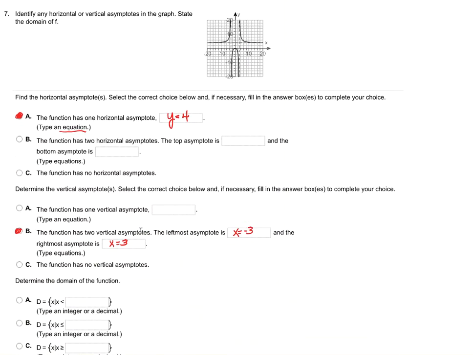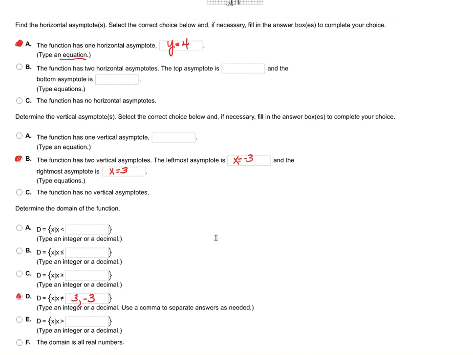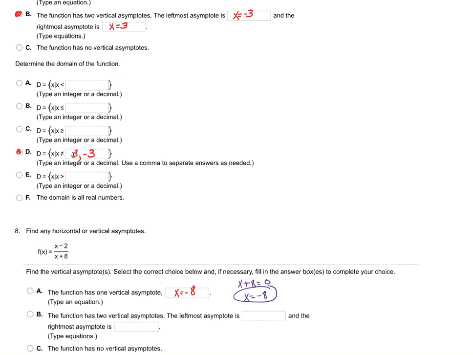Number 7. So it has one horizontal asymptote, and it looks like the scale is a little different here. So these are going by 2s because there's a 10. So it looks like y equals 4 is our horizontal asymptote. It has 2 vertical ones, and you'll see it better on your calculator, but it's in between. So I think that's x equals -3 and x equals 3. The domain is all x's such that x is not equal to -3 or 3.